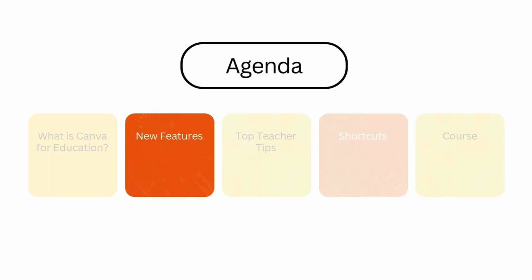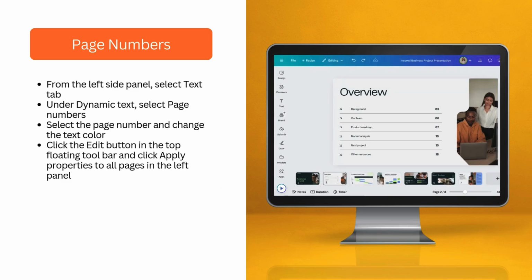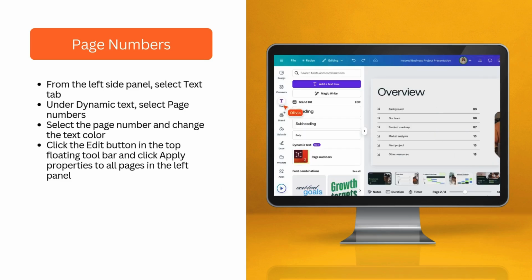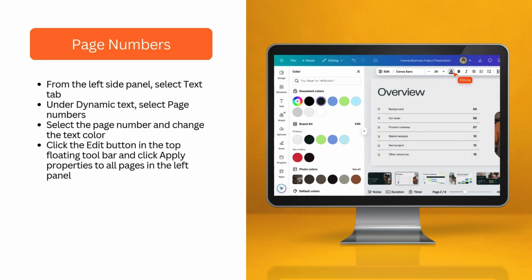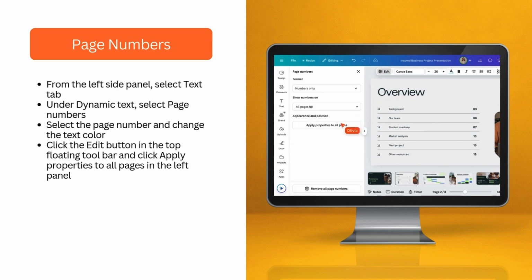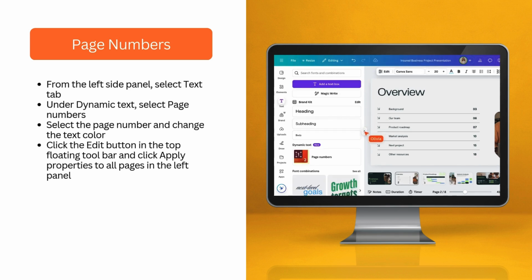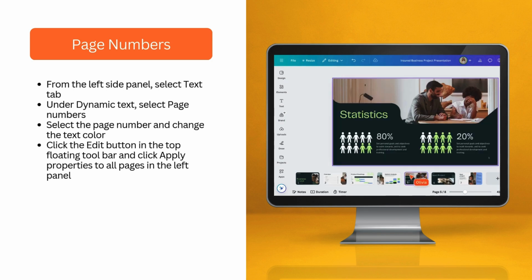Let's get into some of the new features within Canva for Education. A highly anticipated and much requested feature, page numbers, has been added within Canva at the end of 2024. It allows you to drop pages onto each slide automatically, as well as removing them. And you can find that under the dynamic text subheading on the left-hand side of your panel under text.